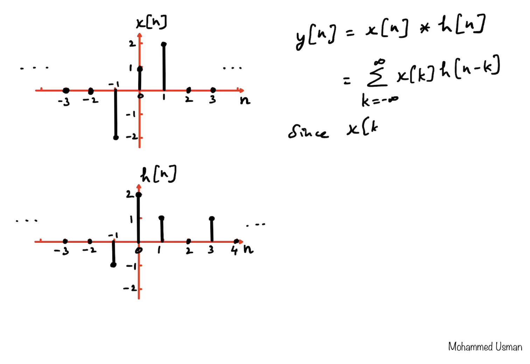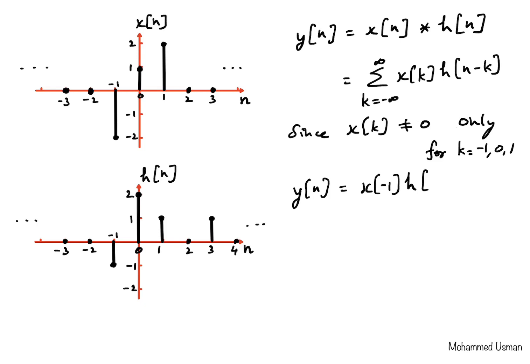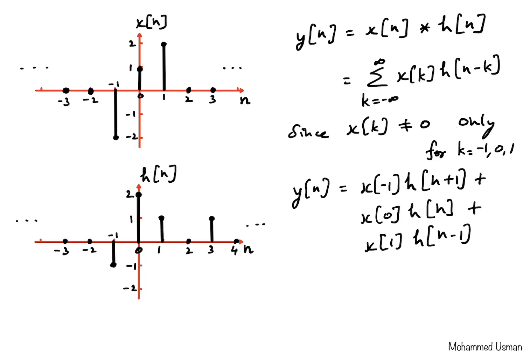Since x of k is not equal to 0 only for k equal to -1, 0, and 1, this summation y of n is basically x of -1 into h of n minus -1, which is n plus 1, plus x of 0 into h of n minus 0, which is n, plus x of 1 into h of n minus 1, that is n minus k, right? N minus 1. Here k is equal to 1.